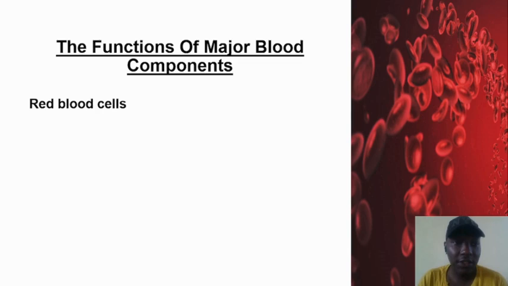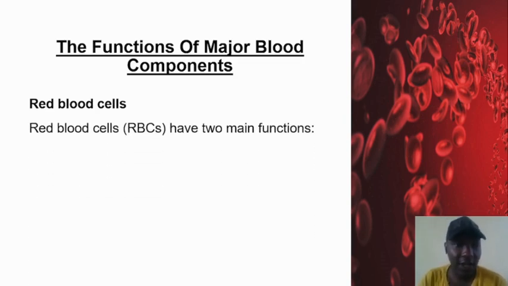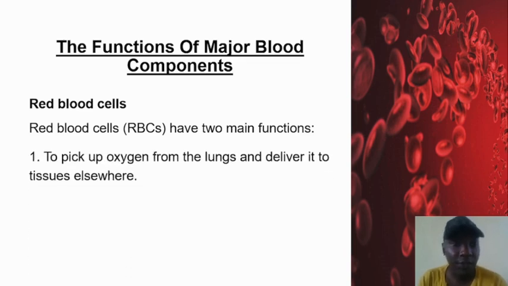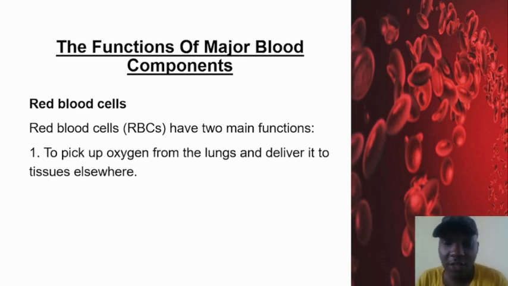Starting with the first one, the red blood cells. The red blood cells are one of the components of the solid part of the blood. They have two major functions. The first one is to pick up oxygen from the lungs and deliver it to the tissues elsewhere. So this is the first function of the red blood cells. They pick up the oxygen from the lungs and deliver it to the tissues or to various body parts.